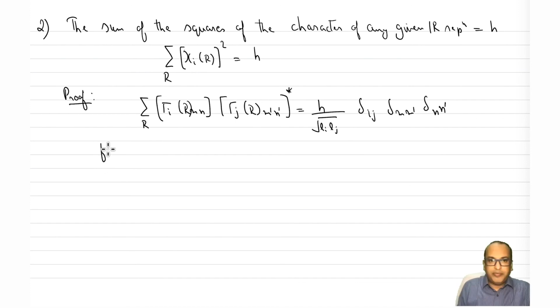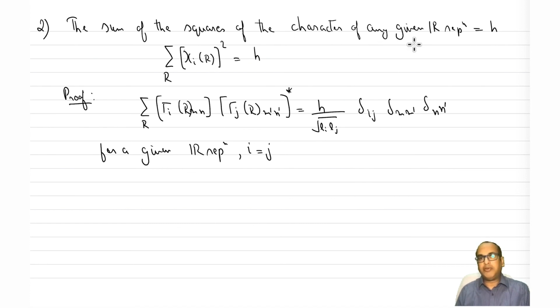Okay, for a given IR representation we can say that i is equal to j, right? Because it says for any given IR representation. So we are not taking the product of two different IR representations. We are just considering here a single IR representation. That means i is equal to j here.